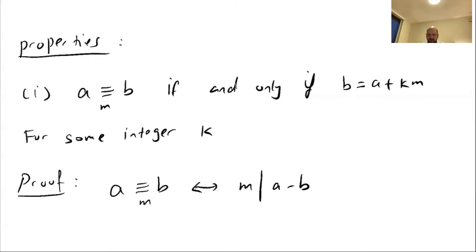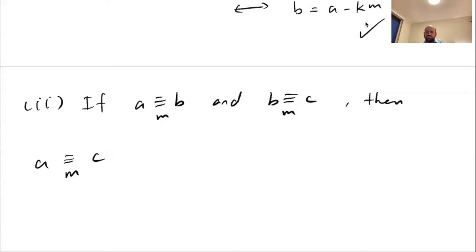Second, if a is congruent b modulo m, and b is congruent c modulo m, then a is congruent c modulo m. So this is the transitive property: a is in relation with b, b is in relation with c, then a is in relation with c. So how can I prove this? So let's say proof.